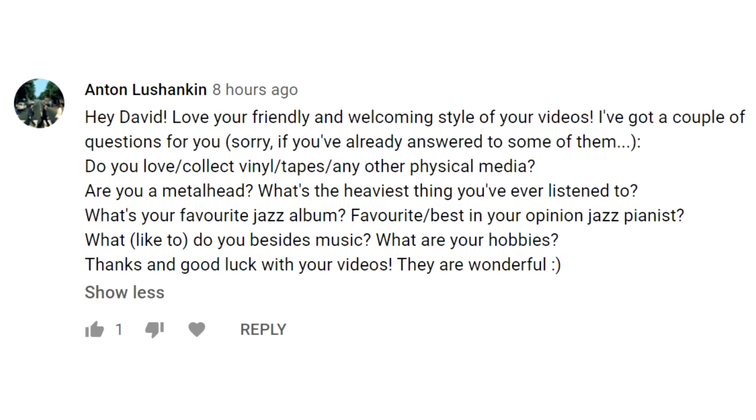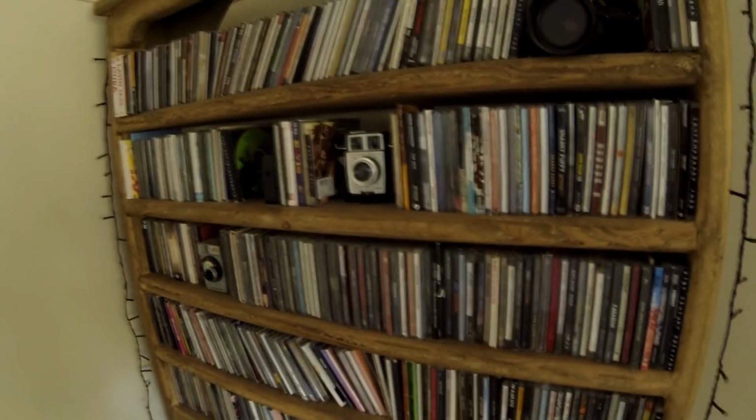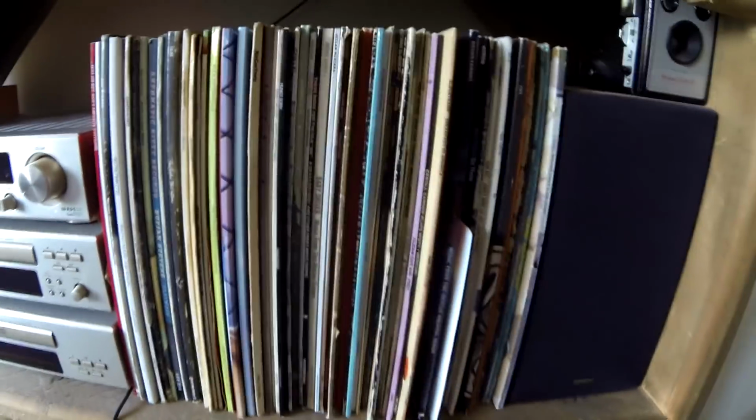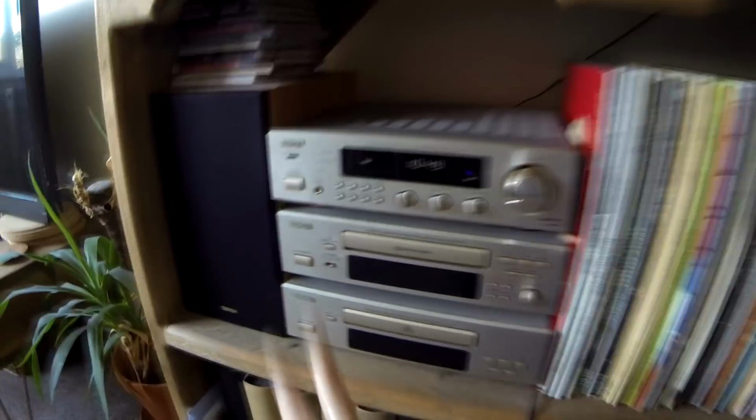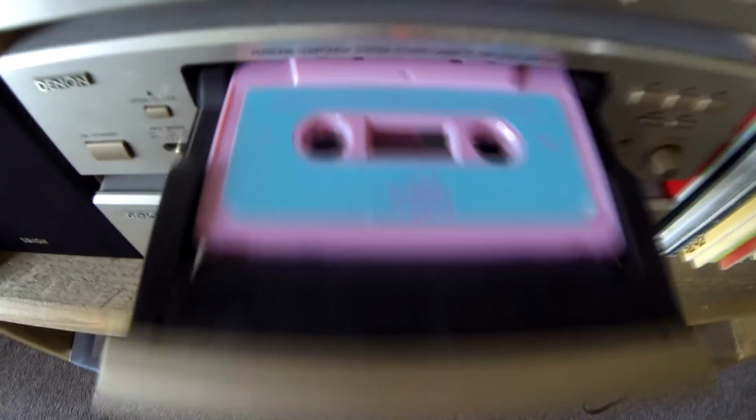Anton Lushakin has a few questions, the first of which is, do you collect vinyls, tapes or any other physical media? So yeah, I do collect physical music. I have a reasonably big CD collection, which I've categorised by genre. But nowadays I largely collect vinyls, of which I have a small collection at the moment. And I actually have one tape as well, which is by my friend's band Fickle Friends.